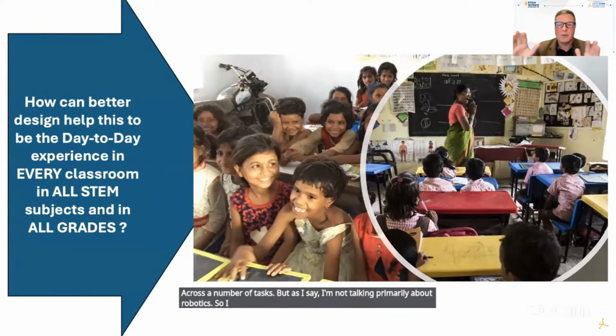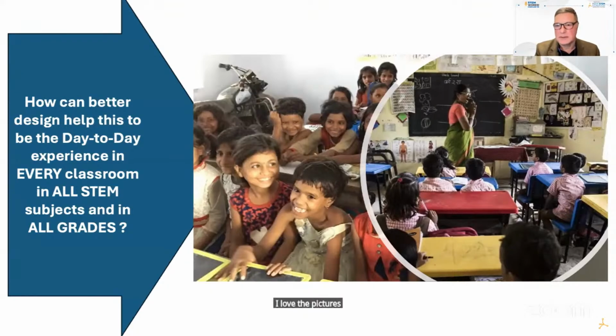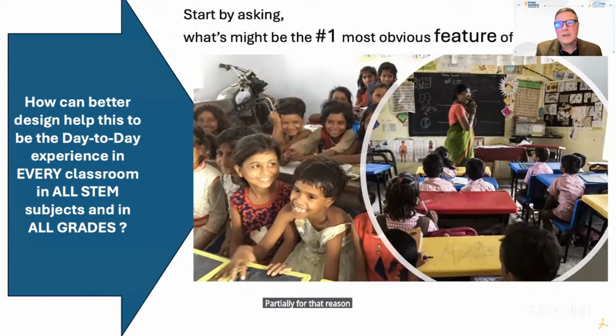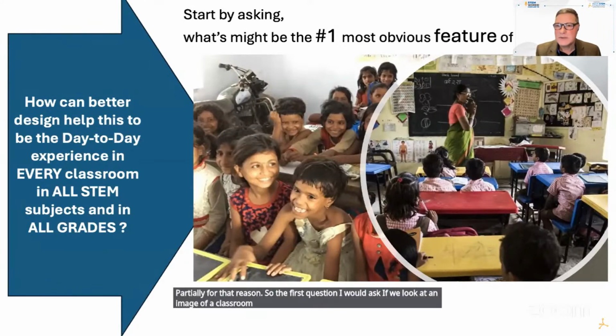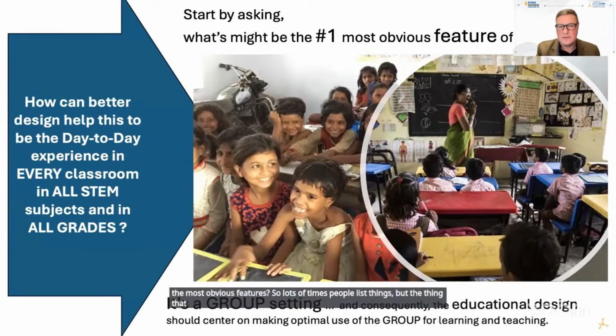What we can draw from the robotics is what it is about the design that we could bring into classrooms in a day-to-day way. So every classroom all the time. I love the pictures of the children on the left, so I included that partially for that reason. So the first question I would ask, if we look at an image of a classroom, is what might be the most obvious feature, or at least one of the most obvious features? Lots of times people list things, but the thing that I would want to focus on, and that is the focus of this talk, is it's a group setting.